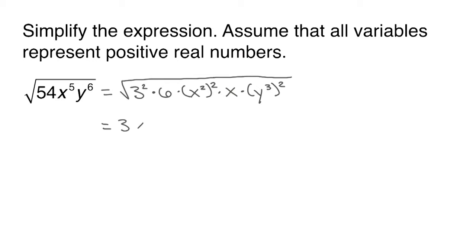So we have 3x squared y cubed times, and then what remains inside the square root is 6x. So simplified, we have 3x squared y cubed times the square root of 6x.